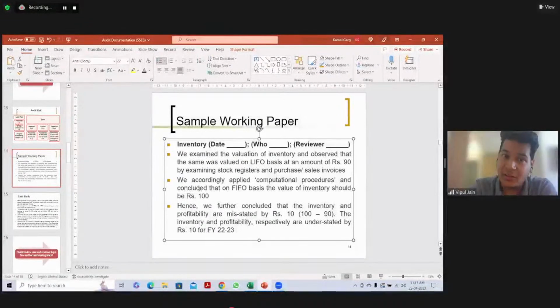So, Kamal sir, is it viable or is it even wise for us to reach out to the prior auditor and ask him how did you arrive at these numbers?